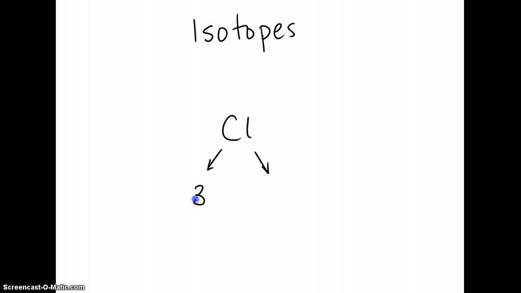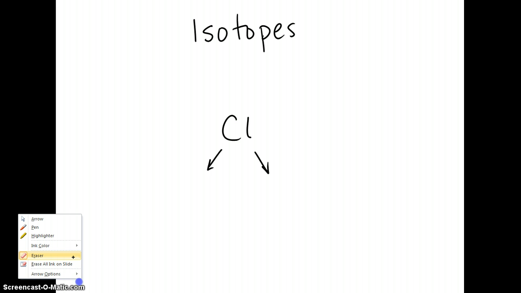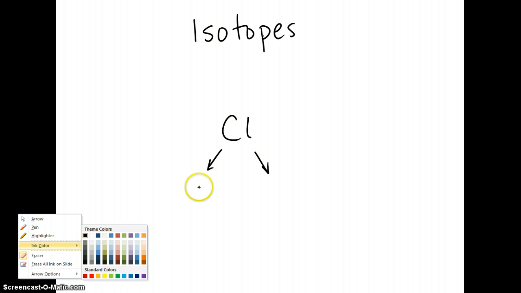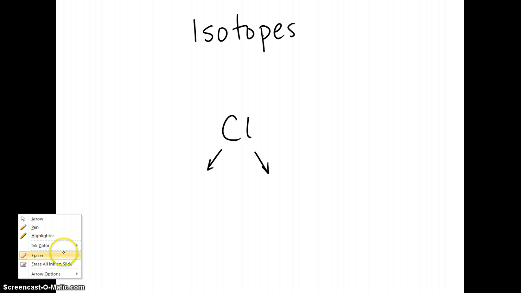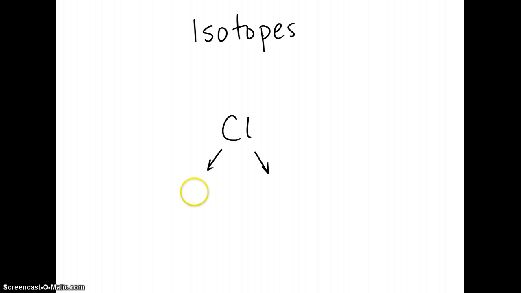There's chlorine, excuse me, let me erase that. There you go. There's chlorine that has the atomic mass of 35. So we write it like this. And then you have chlorine that has the atomic mass of 37.